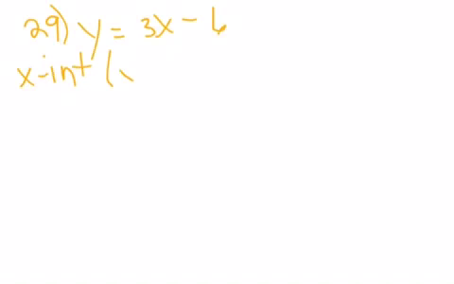If you look at number 29, it says to find the x and y intercept by showing your calculations, then graph using the intercepts. So we have y equals 3x minus 6. Remember, an x-intercept has a y equal to 0. So that means we have 0 equals 3x minus 6.